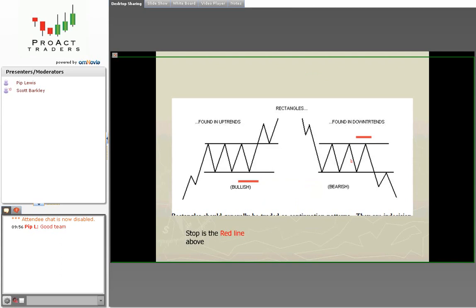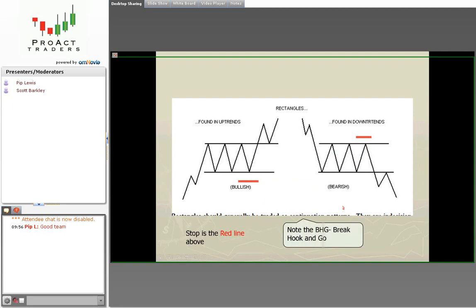So here's an example of where the stops are. The stop is the red line here going up. It's 3 to 5 pips below this bottom right here. On a down move, it's 3 to 5 pips above this top, because they have a very solid top in here that says there are absolutely no buyers above here. So down we go.